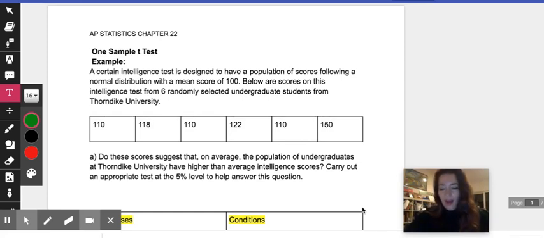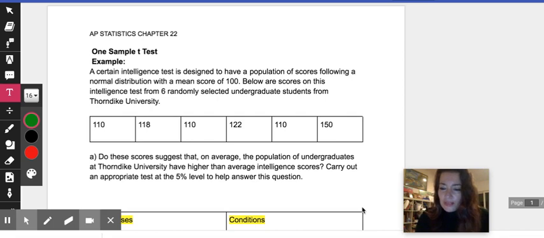Hello, everyone. I'm going to show you how to do a one-sample t-test. Let's look at an example. A certain intelligence test is designed to have a population of scores following a normal distribution with a mean score of 100. Below are scores on this intelligence test from 6 randomly selected undergraduate students from Thorndike University.